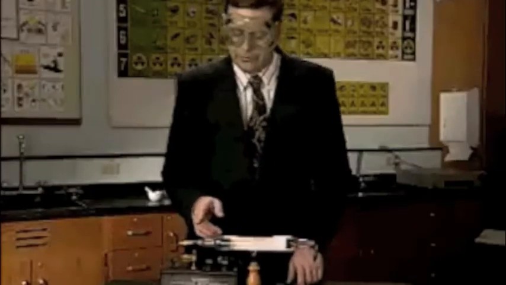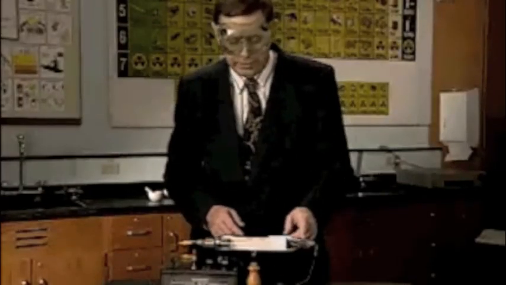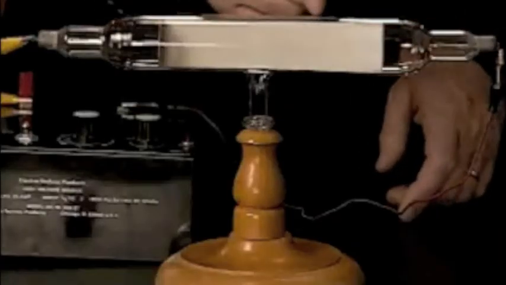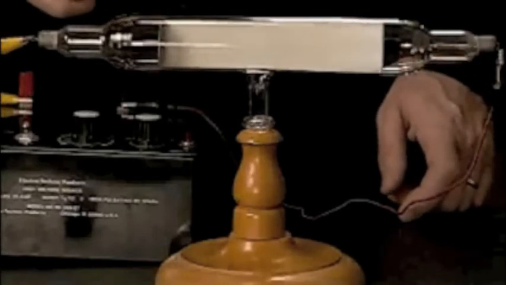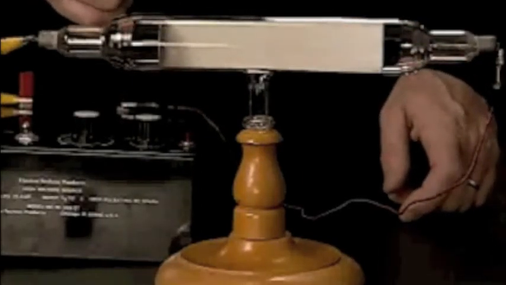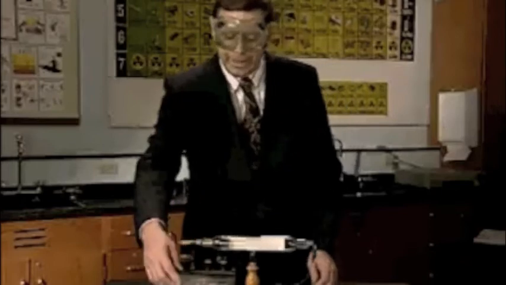To demonstrate a Crookes tube, a cathode ray tube, we need a high voltage power source, such as this one. We need the Crookes tube, which has a metal cathode, a metal anode, a screen that has been coated with a phosphorescent material that gives off light when struck by electrons, and a bar magnet.